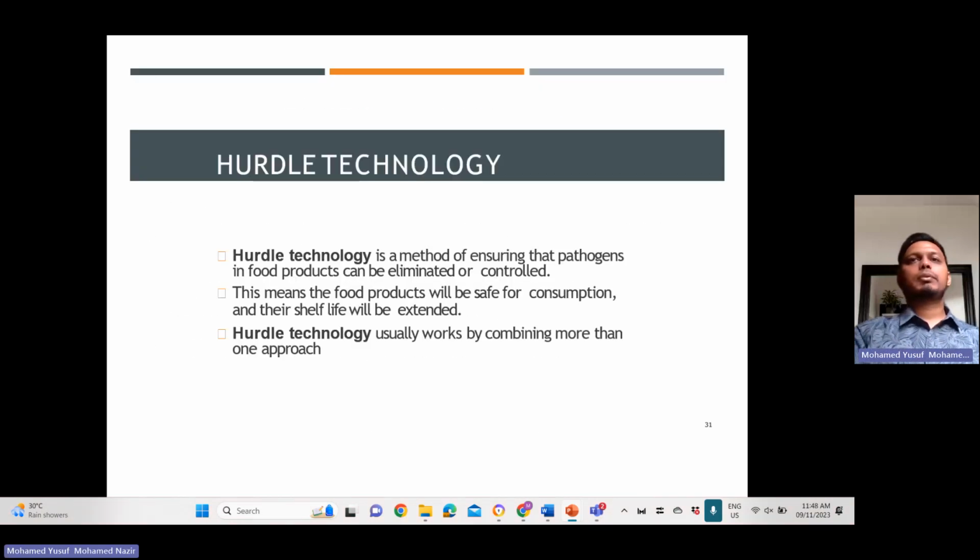So we have learned about the intrinsic and extrinsic factors that affect microbial growth. We can actually use this knowledge to manipulate the growth of the microbe, or to hinder the growth of the microorganism. We call it hurdle technology. Hurdle technology is a method of ensuring that pathogens in food can be eliminated or controlled. This means that the food product will be safe for consumption and its shelf life will be extended. Hurdle technology usually works by combining more than one approach.